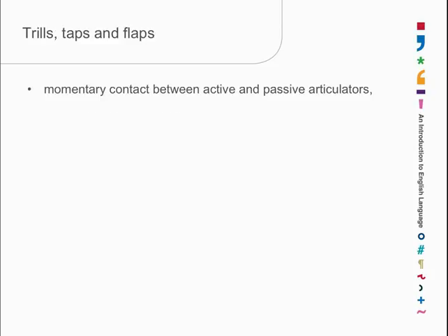And now for the exotics, the trills and the taps and the flaps. These are created by momentary contact instead of there being a reasonable period of time during which the articulators are in contact. Here it's very, very quick. The R in Scots is often pronounced as a trill, as in running. The tip of your tongue taps two, three, four, five times quickly against the roof of your mouth.